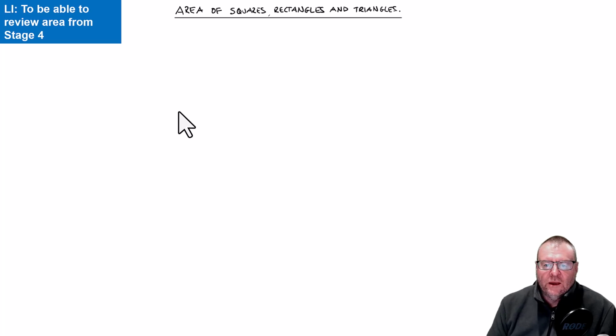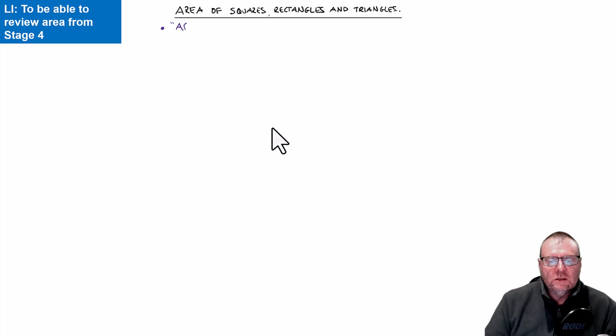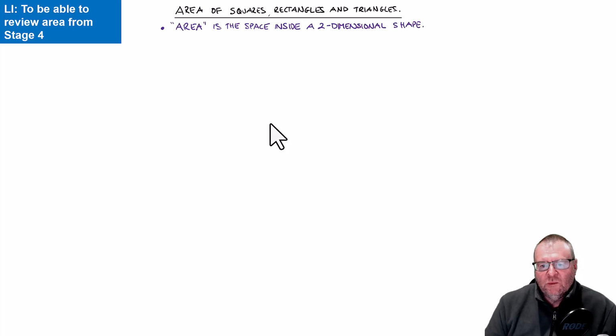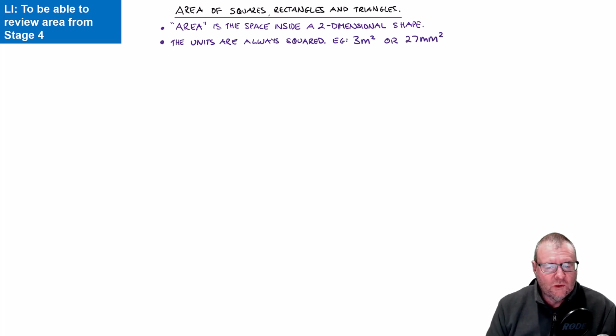Okay, in this lesson we are going to go over a review of formulas for the areas of different kinds of shapes. So we're going to start with squares, and rectangles and triangles. Area is just simply the space inside a two-dimensional shape. Okay, and the units that we use when we are measuring area are squared.